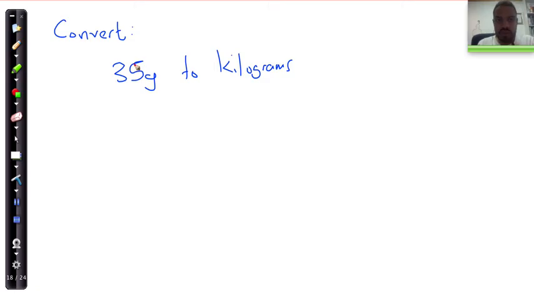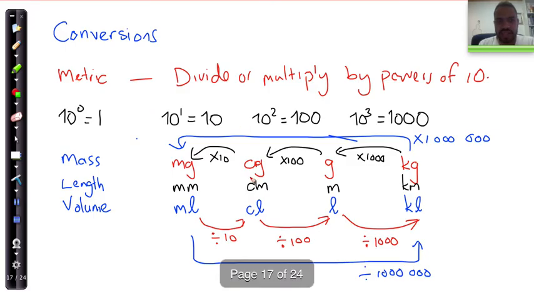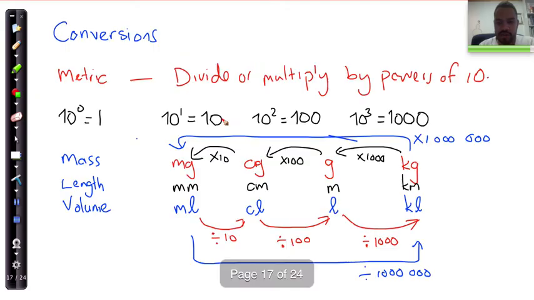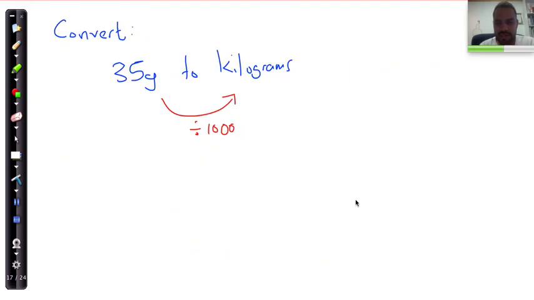Well, I'm going from a smaller unit to a larger unit. So already we know from our table we're going from the left hand side to the right hand side, from grams to kilograms, right? I know I've got to divide. That's the first thing. There are 1,000 grams in each kilogram, so it's divide by 1,000, right? And I can verify that with my table. From grams to kilograms, that's divide by 1,000.